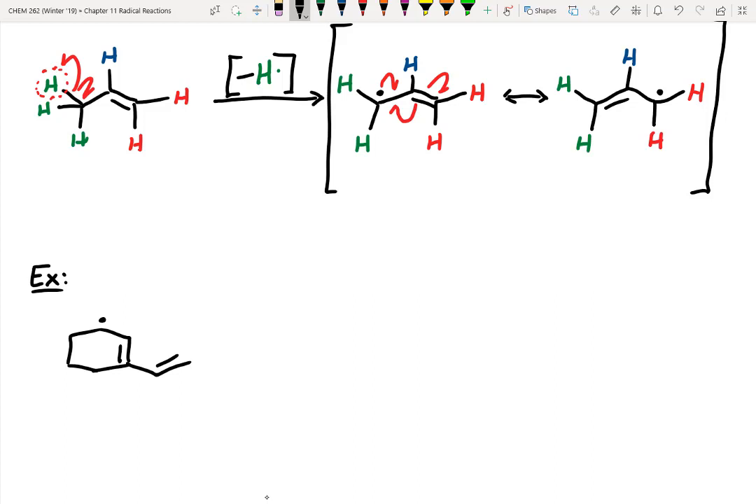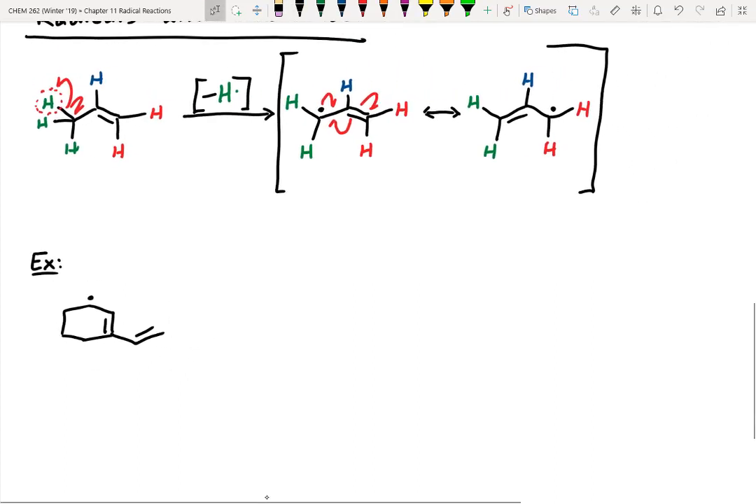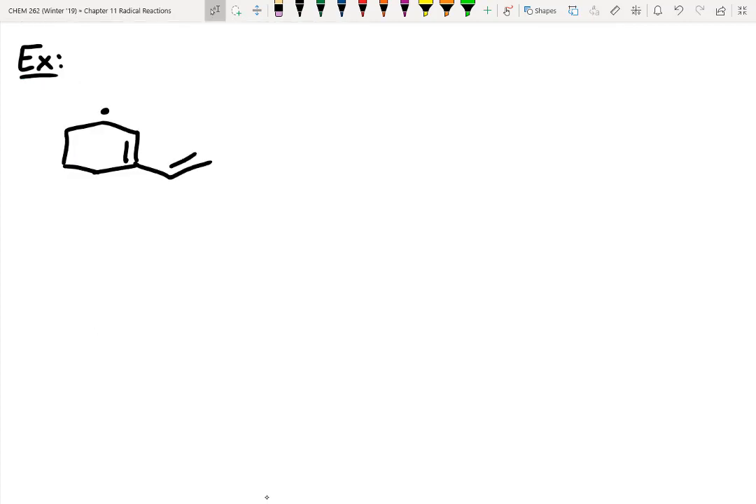And the radical is on the upper carbon. So see if you can draw all of the different resonance structures for this organic radical. And I'll give you a hint that there's two other resonance structures. All right, let's try to do this as a group.